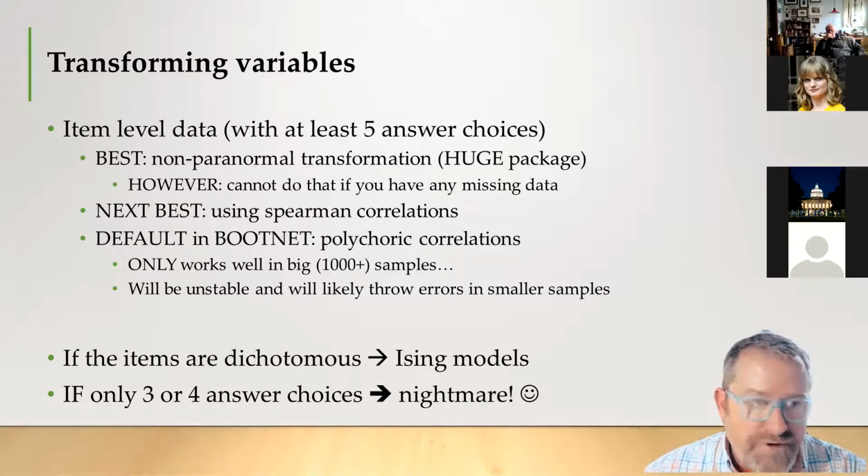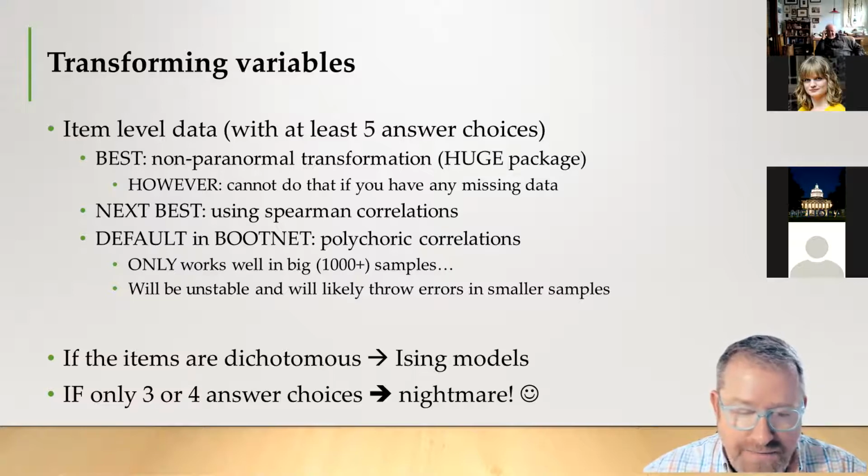If you have true false items, I would ask why do you have true false items, but then you have to do Ising models. And they don't know what advice to give people if they only have 3 or 4 answer choices.